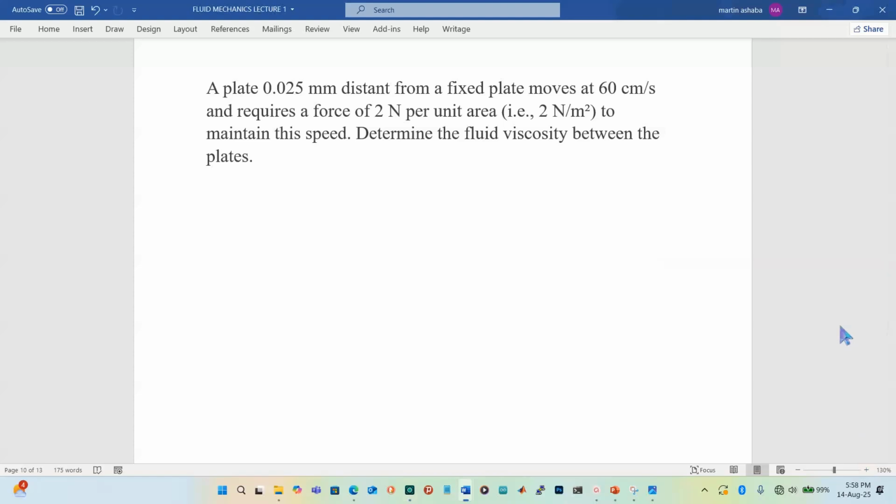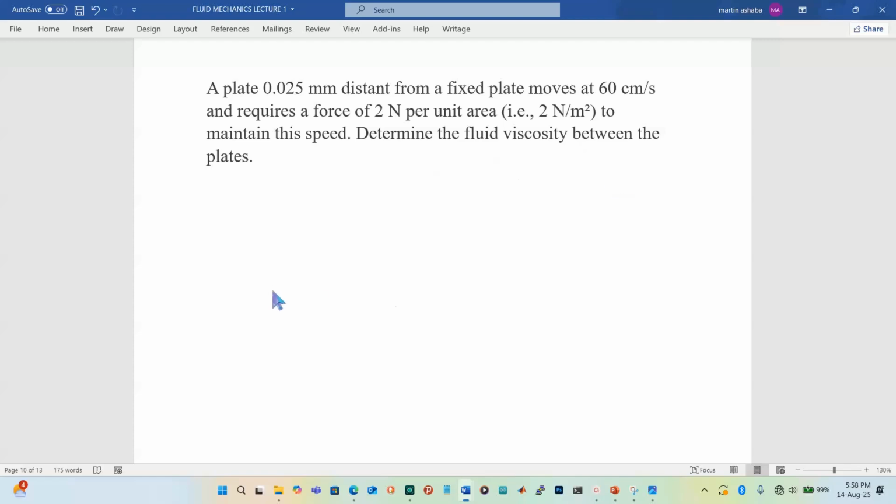Here we're going to be doing the solution for this problem, and this is fluid mechanics. The question is on fluid properties under viscosity. A plate 0.025 millimeters distant from a fixed plate moves at 60 centimeters per second and requires a force of 2 newtons per unit area. So this is 2 Newton per square meter to maintain this speed. Determine the fluid viscosity between the plates.